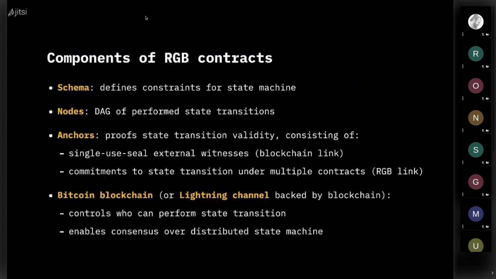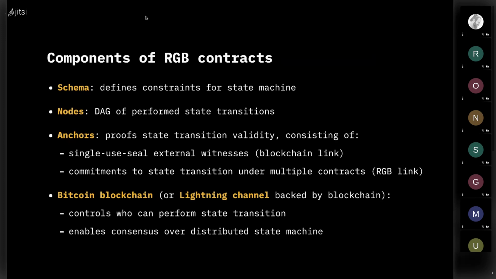So to summarize, what components of RGB smart contracts exist? There is schema, which defines constraints for the state machine. There are nodes, which are nodes of the directed acyclic graph of the performed history of the smart contract. There are anchors, which are proofs of the state transition validity, and these anchors link the RGB smart contract to the consensus layer of blockchain.